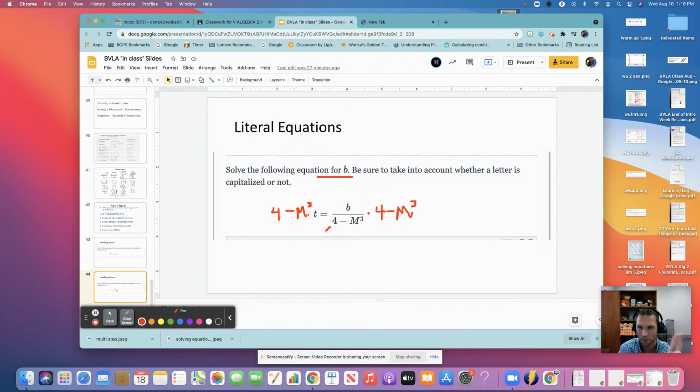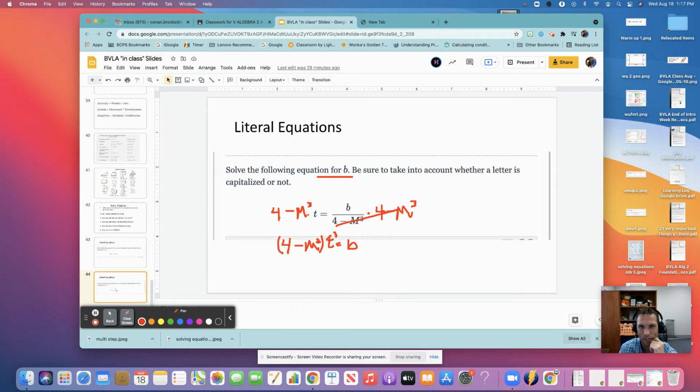Now, when you divide and you multiply something, it cancels, right? And we know that. And then over here, I could distribute the t, but I don't have to. And for Delta Math, I don't think they make you, but they might not even want you to. But essentially, we're going to take this 4 minus m cubed, and this whole thing is multiplied, right? So we're not just multiplying m cubed, we're multiplying all this. So it's going to be like that, where we put it in parentheses.